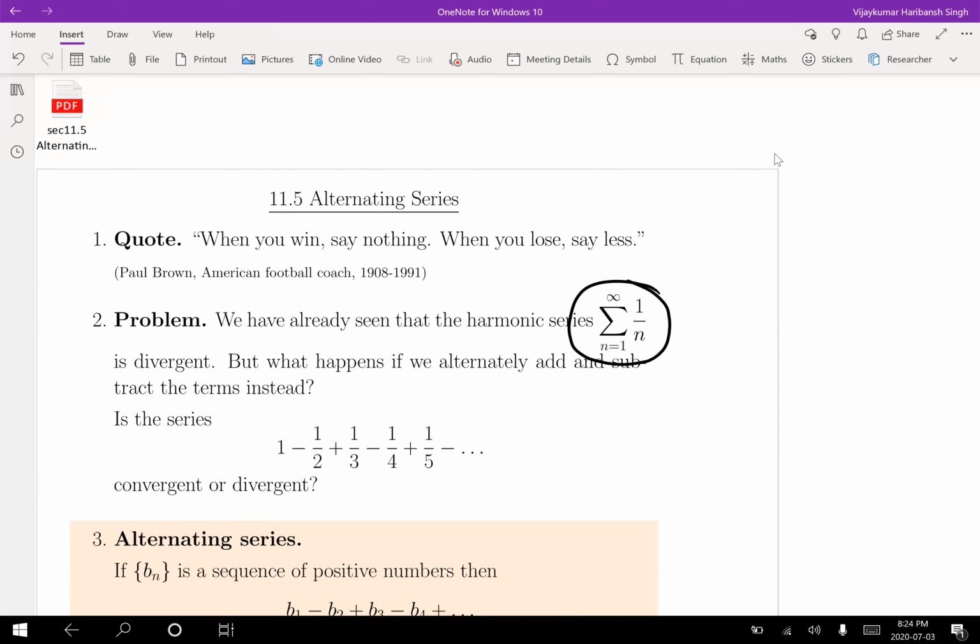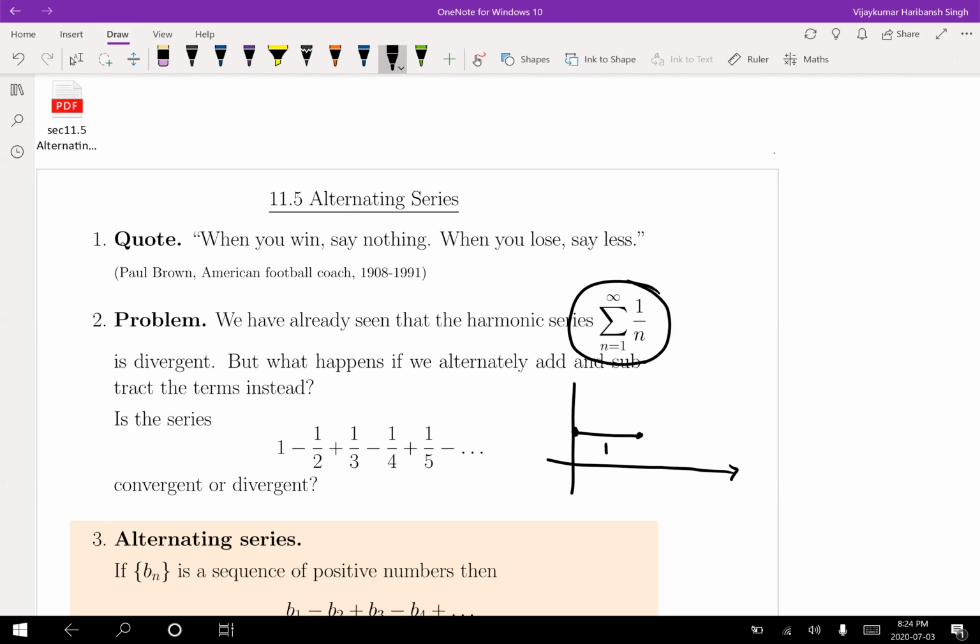So you have minus, plus, minus, plus, minus, plus, minus. Let me draw a picture of this. When I'm adding 1, let's just move in this direction and say we are moving 1. So this is 1. Then when I subtract, I'm going back half. Then when I add 1/3, I'm going 1/3 forward again. Then when I subtract 1/4, I'm going back. And so on and so forth.